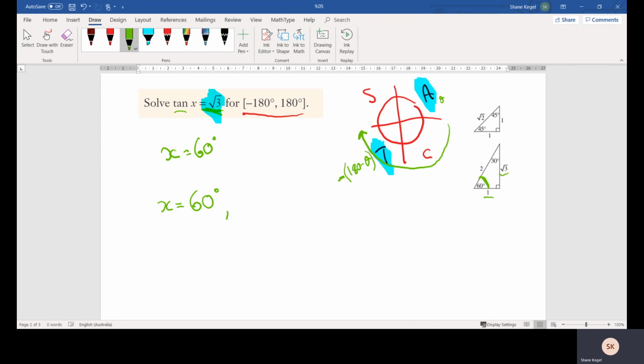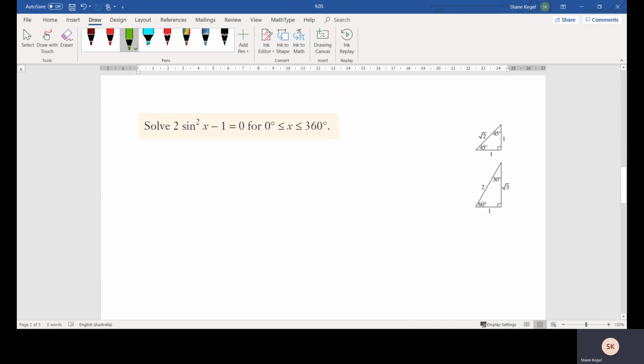So it could be 60 degrees, or it could be negative 180 take theta, which is minus 60 degrees. So therefore, x would equal 60 degrees, or it could equal negative 120 degrees. So they're my two possible solutions. Two possible solutions for that question there. Okay, moving on to the next example.